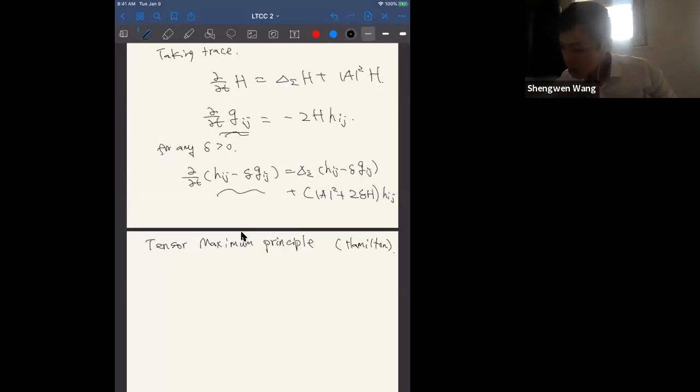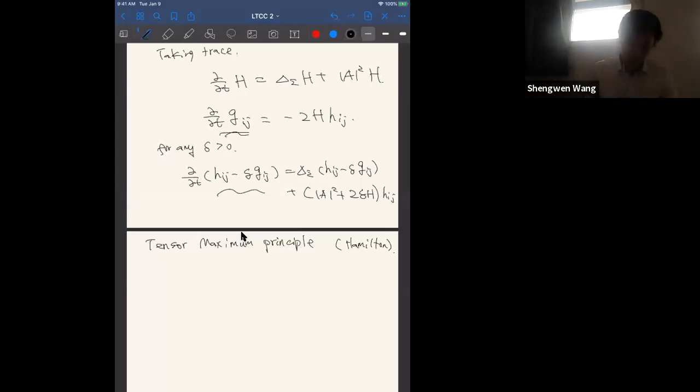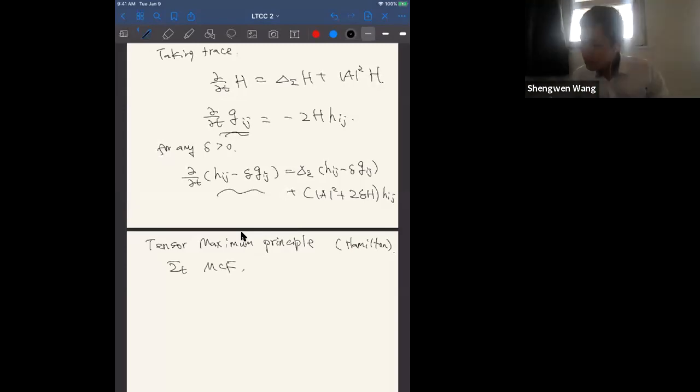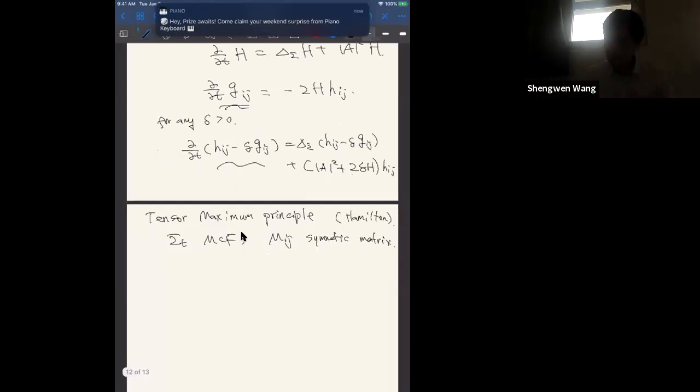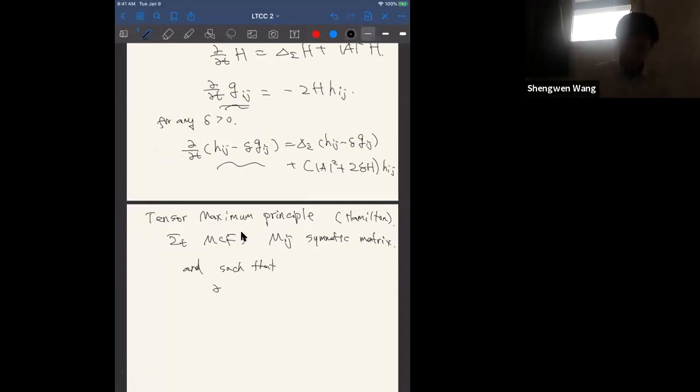So let me find the expression. Sigma_t again is mean curvature flow, and you have M_ij, symmetric matrices. These are all satisfied by the second fundamental form matrix and the metric matrix; they're all symmetric matrices. And such that it satisfies this heat type inequality, M_ij, Laplacian, plus some other terms that are semi-positive definite symmetric matrices.